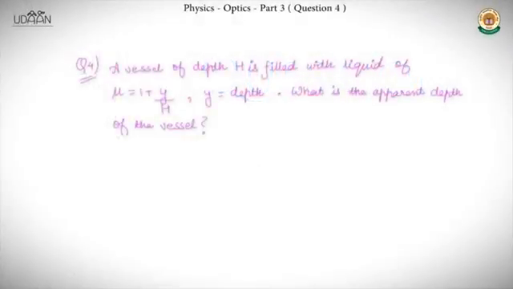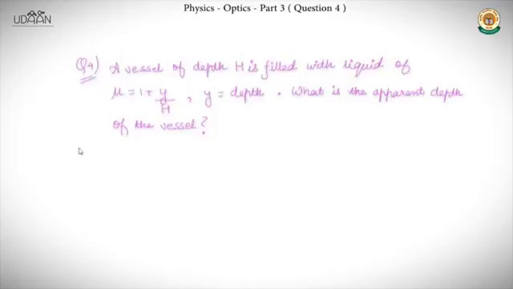Next question. A vessel of depth h is filled with liquid of mu is equal to 1 plus y by h. Here we have the refractive index as a function of depth. Now we have to find what is the apparent depth of the vessel. Now Jay will continue with the solution.